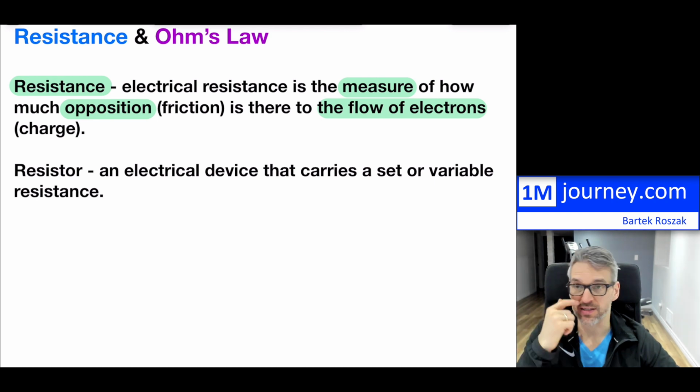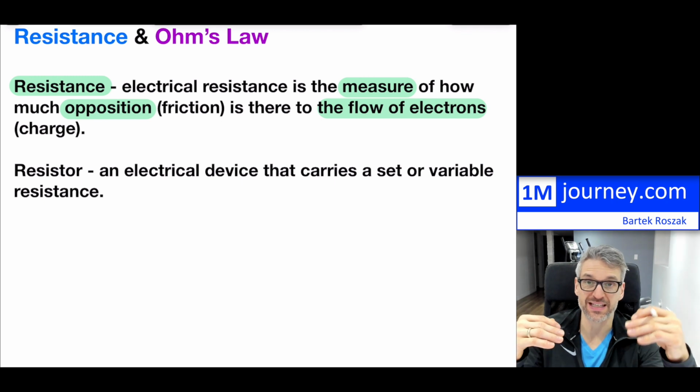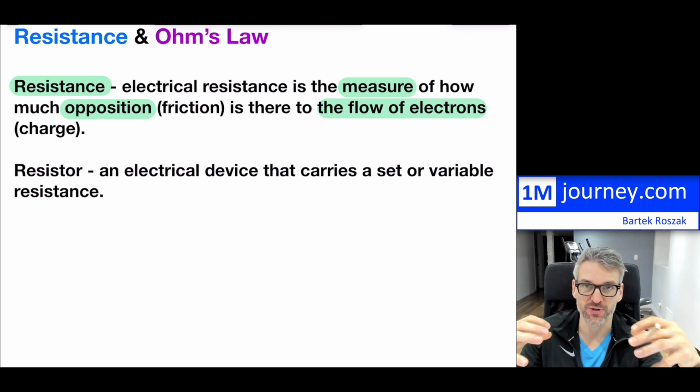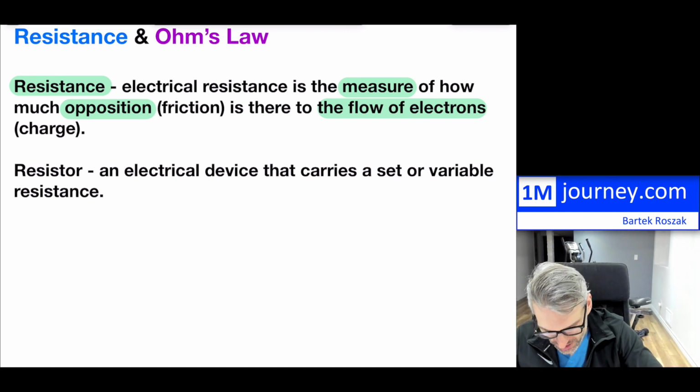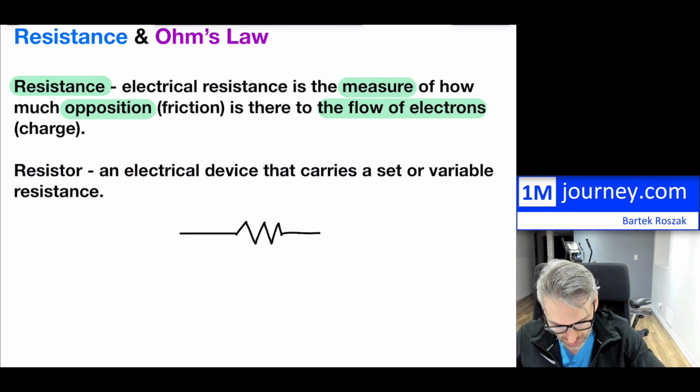Now, very often we model these resistances in terms of resistors. We also use resistors to create this opposition to the flow of electrons. We may want to reduce the amount of current that is actually flowing. Those resistors are just electrical devices that carry a set, or a variable, amount of resistance. So we can actually vary this. Now, there are symbols for these resistors. In a circuit, you are very often going to run into a symbol like this, and this is the resistor itself.